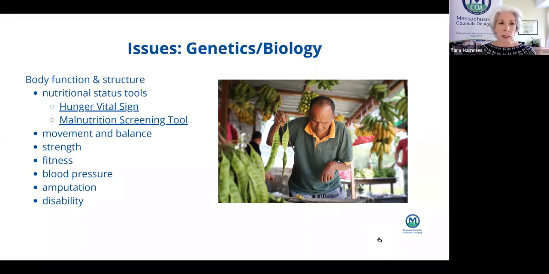And if someone does score high on the malnutrition screening tool, this is something that they can take to their health center or primary care provider. And maybe that office will have a produce prescription program, which I'll get to in a minute.